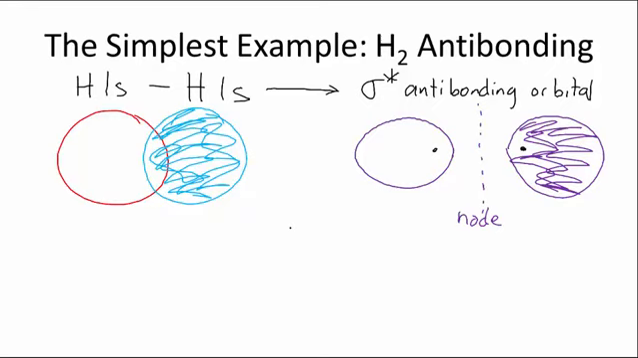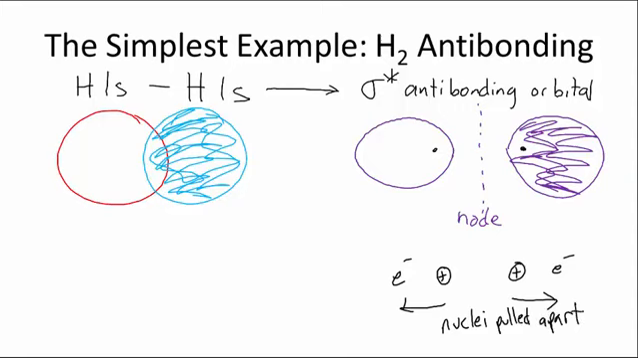So, first of all, why is this antibonding? Well, remember, you have the nuclei, which are positively charged. And then you have electron density on the two outsides. So if you're the nuclei, which way are you getting pulled by that electron density? Out, right? Nuclei are pulled out. So, hence the term antibonding.